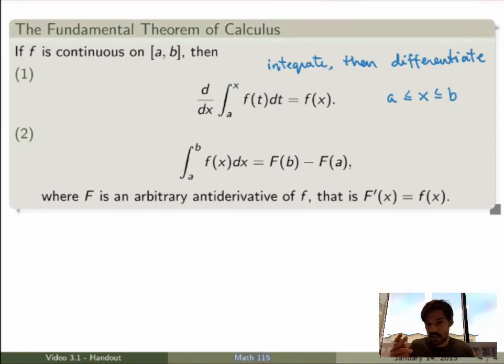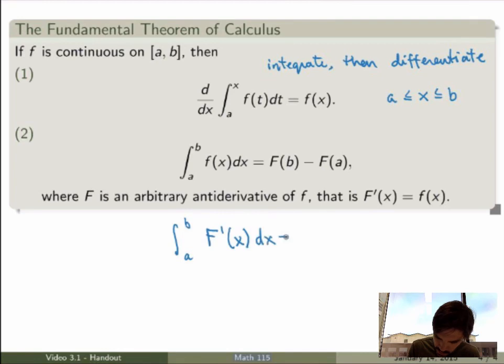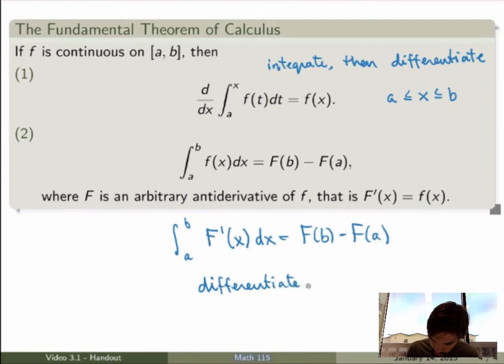Now the second part is saying the exact opposite statement. It may not be obvious here, but notice that I could rewrite, because capital F is an arbitrary antiderivative, capital F prime is equal to little f. So I could rewrite the second statement as saying that the integral of capital F prime dx is equal to F of b minus F of a. So what it's really saying here is that if I first differentiate, so I start with capital F, differentiate it, and then integrate, I recover capital F again.